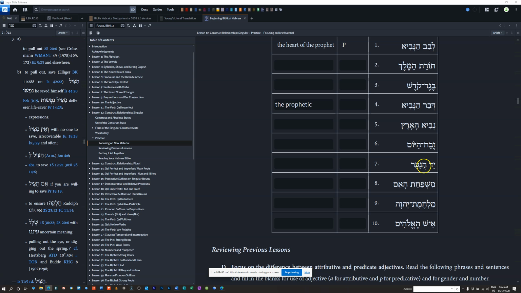But that would probably work better if these were indefinite, you know, a serving hand rather than the serving hand. So I'd probably lean towards possession here.